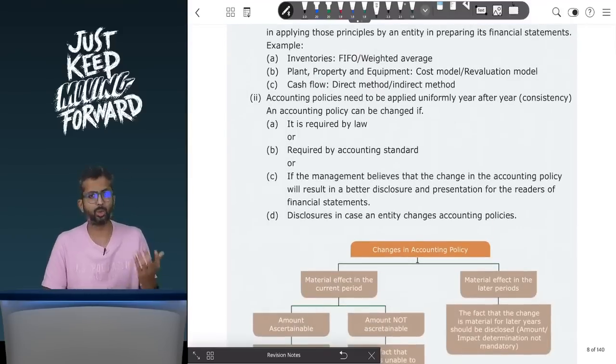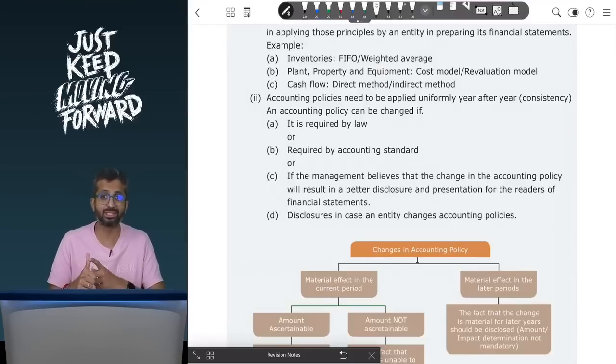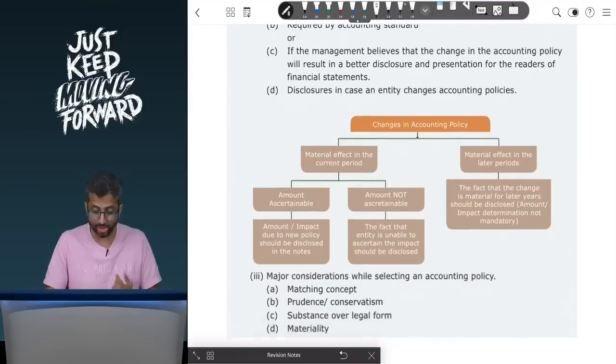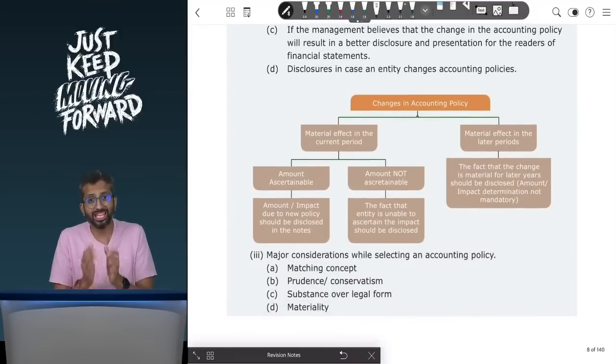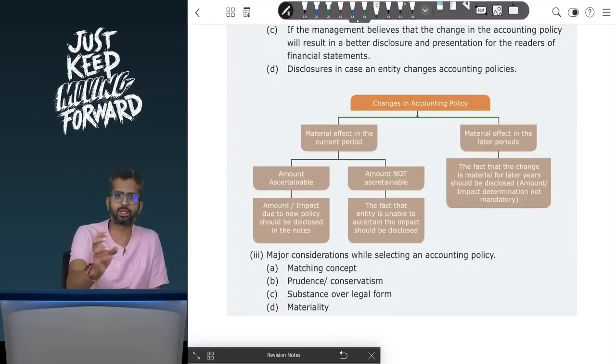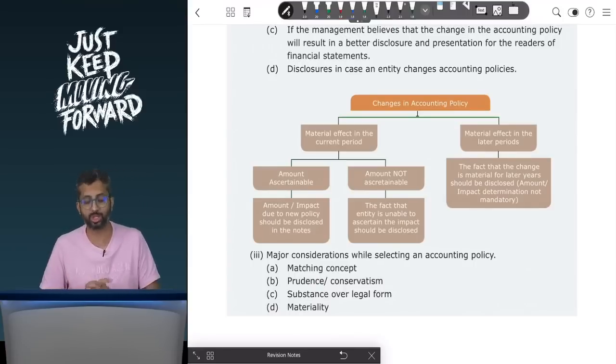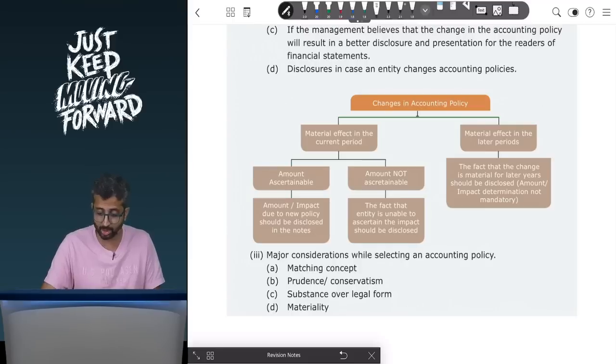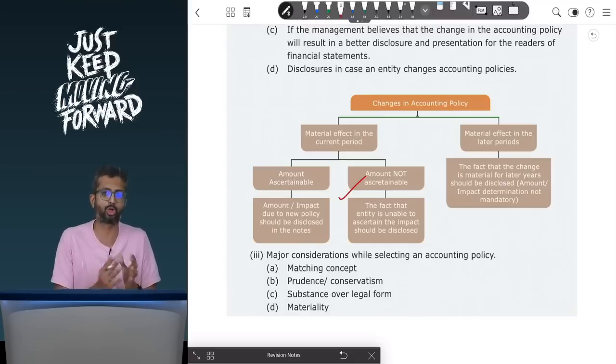Further, can the accounting policies be changed? Yes, they can be changed if it is required by the law or by an accounting standard, or you think it results in a better presentation. And when you actually change the accounting policy, if it has a material effect in the current period and you can ascertain the amount, then you will disclose the amount in the notes to accounts. However, if the amount is not ascertainable, then you will disclose the fact that you have changed the policy, but it is such that the amount is not ascertainable.